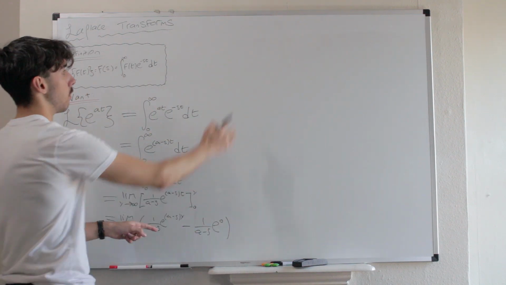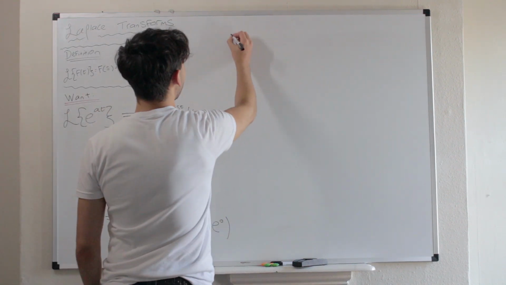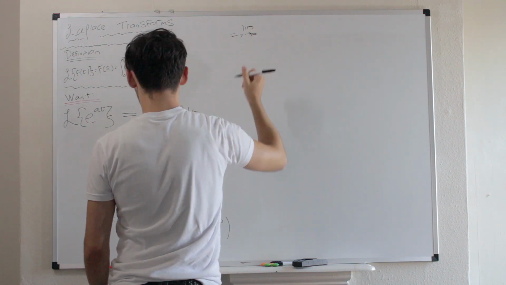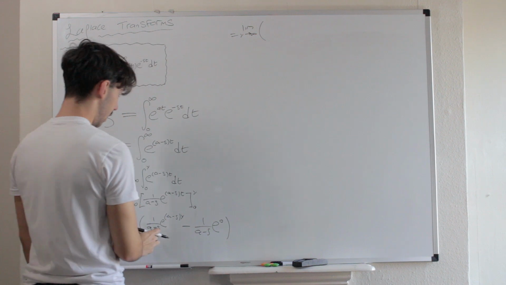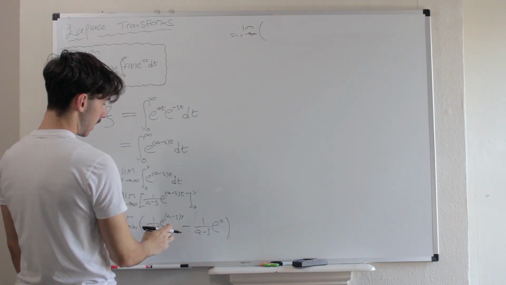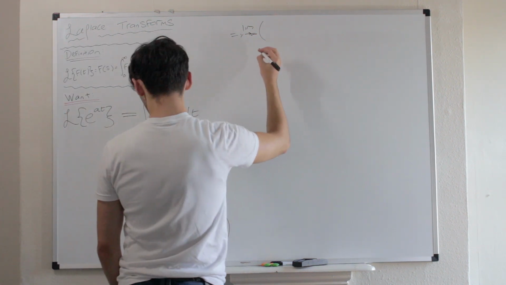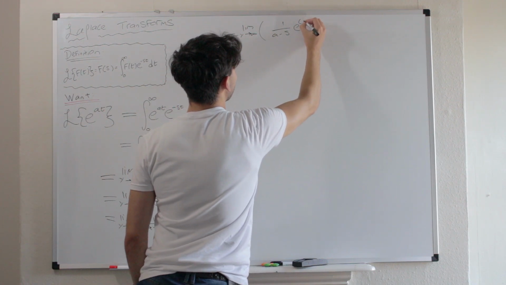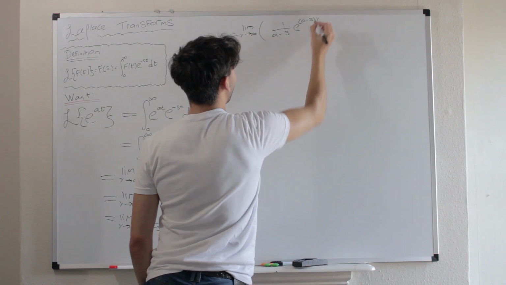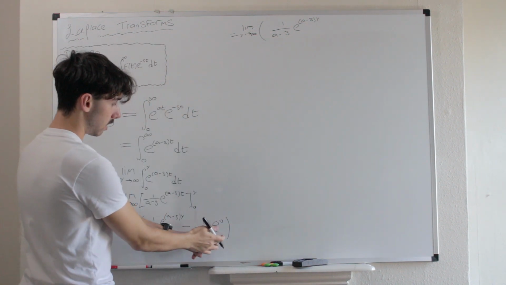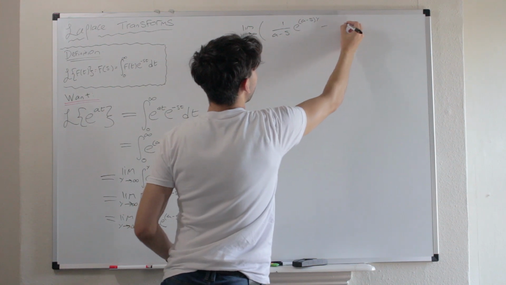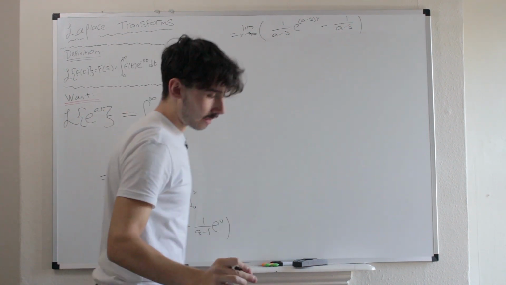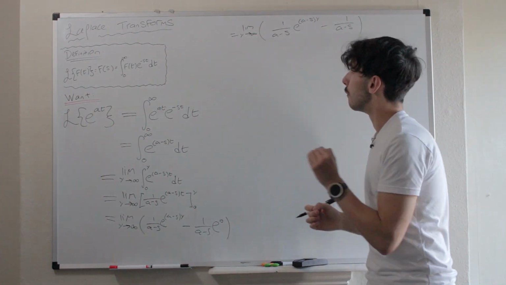Okay, right, I'm going to come up here now. So this is equal to the limit as y goes to infinity of 1 over (a minus s) e to the (a minus s)y, and then let's just do this here. So e to the 0 is 1, so this becomes just minus 1 over (a minus s). Okay, now here's the thing. We need this to converge.